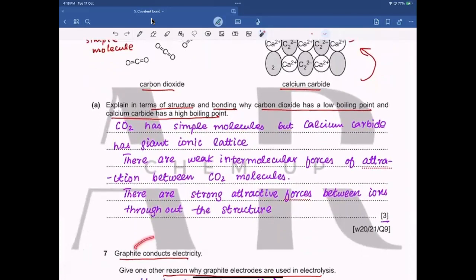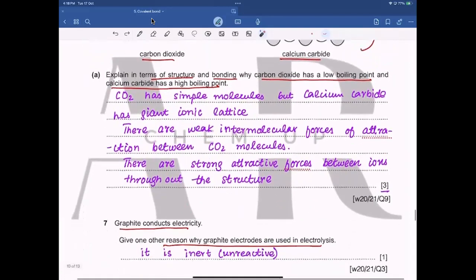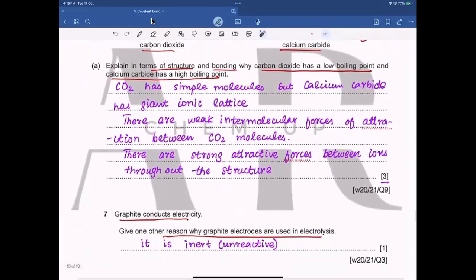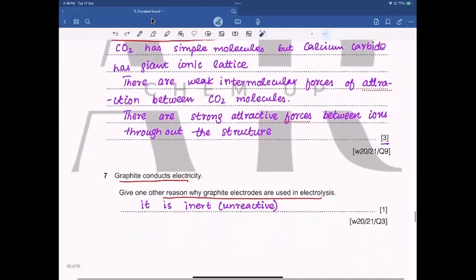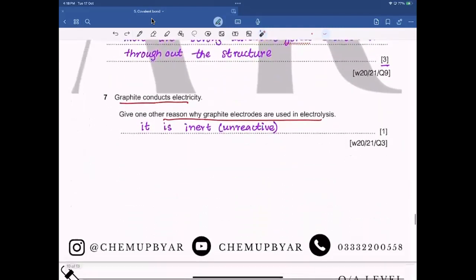Then they have mentioned that graphite conducts electricity. They are asking for one other reason why graphite electrodes are used in electrolysis. The other reason is that it is inert. It does conduct electricity, but it does not take part in the reaction. It just provides electrons for the electricity only. So we will write that it does not react, it is inert. Is this clear? Yes, sir.